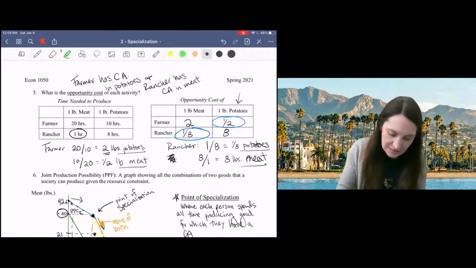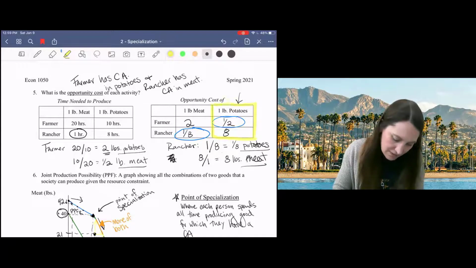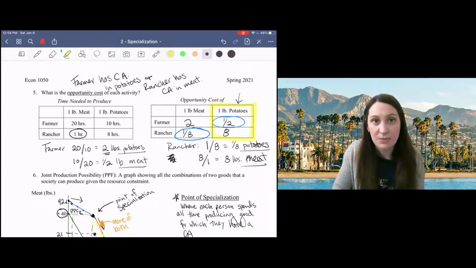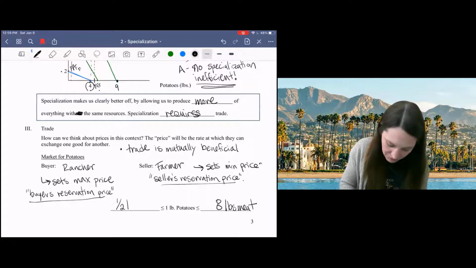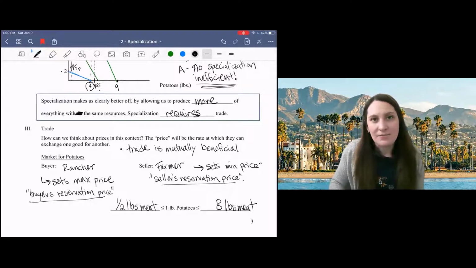And so you can see that the price of 1 pound of potatoes is given by the opportunity cost for 1 pound of potatoes for each person producing in the market. All right, so this is the range of prices then at which both people would agree to trade. In other words, this is the range of prices at which specialization and trade would make both of these individuals better off, giving them more meat and more potatoes than they could produce individually.